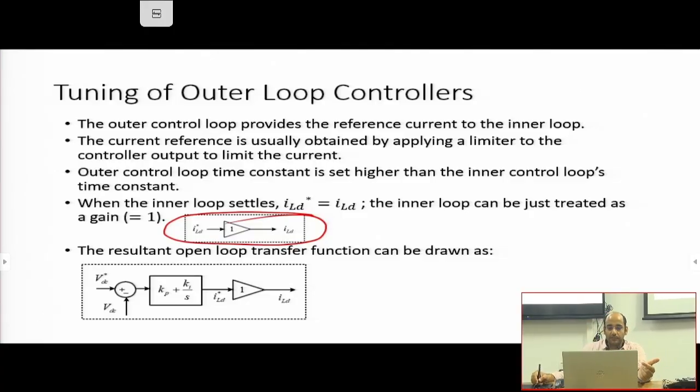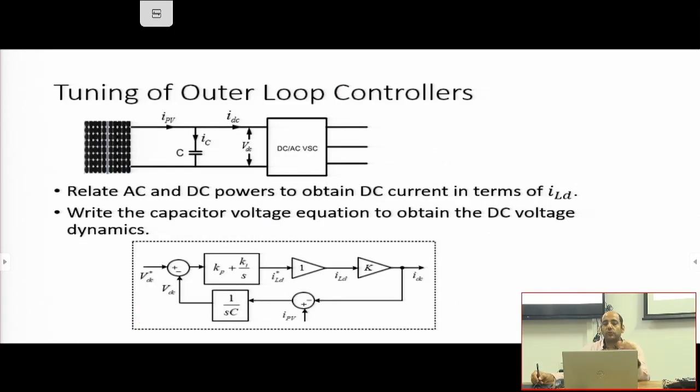Now you see, how do we design the outer loop then? So the outer loop is, for example, VDC star minus VDC, and the PI controller gives you ILD star. Now the complete inner loop can be treated like a gain 1, and you get ILD. This is the open loop transfer function. Now you know how a closed loop transfer function works. Somehow you have to get this VDC term to feed back here and subtract. So that depends on your system.